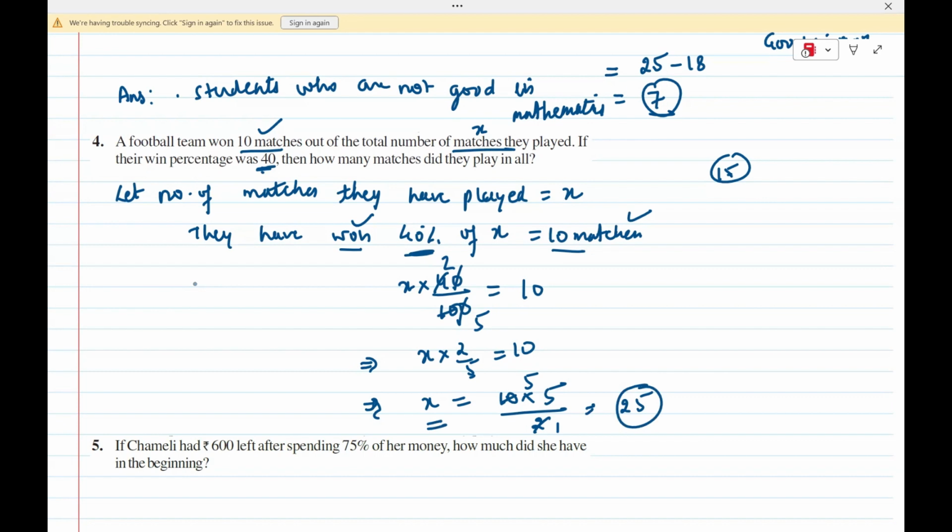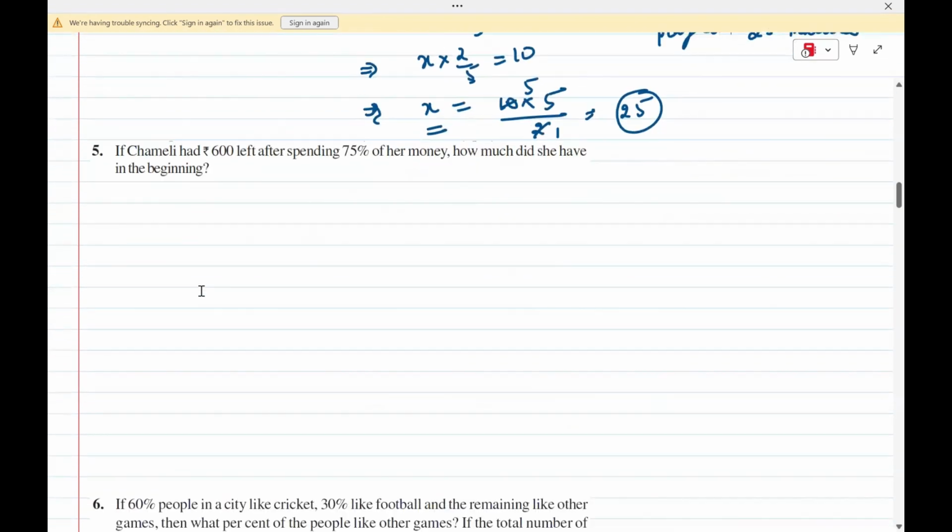So the final statement could be, I'll write here, total in the same language as I said, how many matches they have played. So they have played 25 matches, correct? Or for the football team, in place of they, you can write football team has played 25 matches, correct? See the next question.